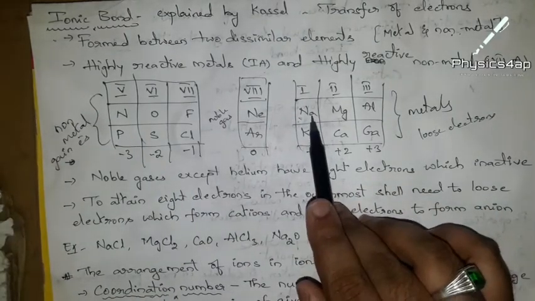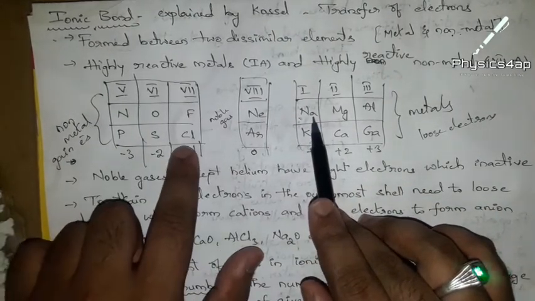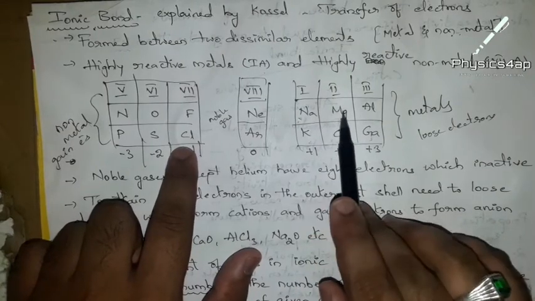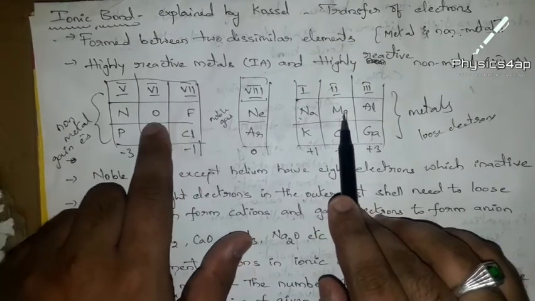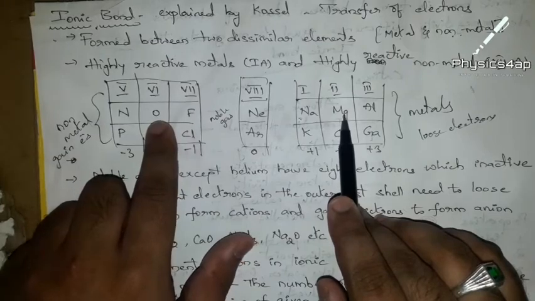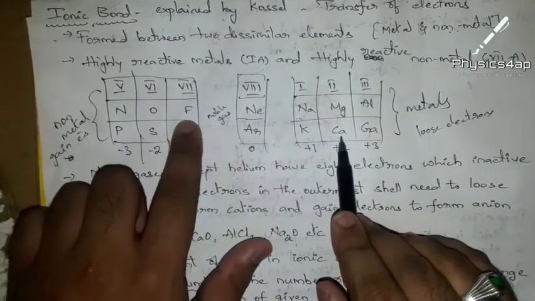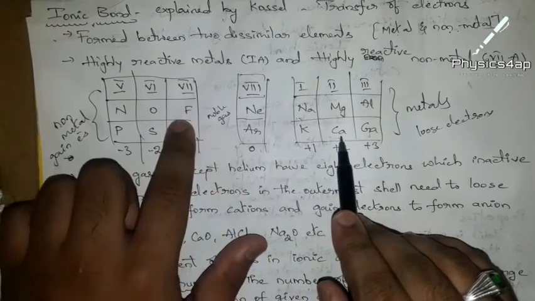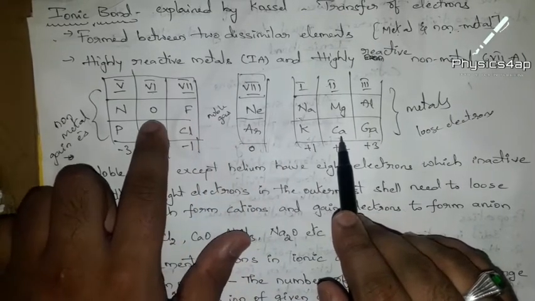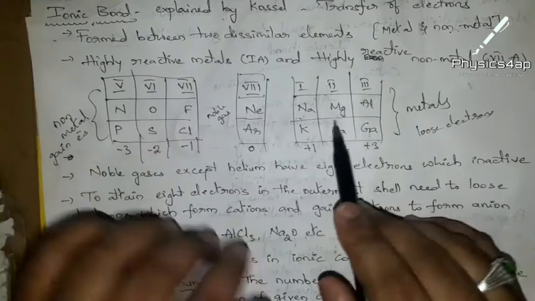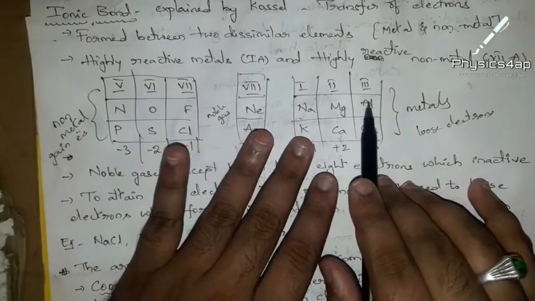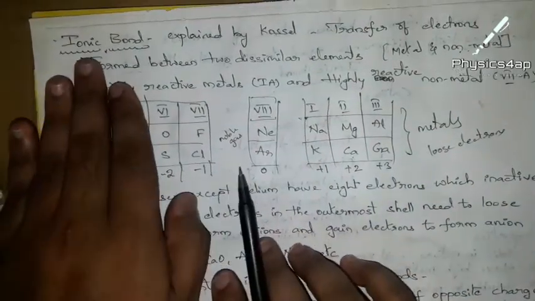For example, Na can combine with Cl to form NaCl, and Mg can combine with oxygen to form magnesium oxide, an ionic bond. Calcium combined with fluorine gives calcium fluoride, or combined with oxygen gives calcium oxide. So metals combine with non-metals to form ionic bonds.